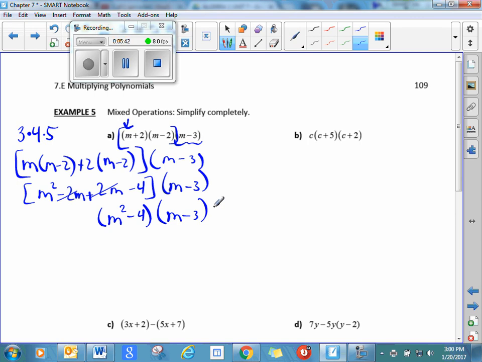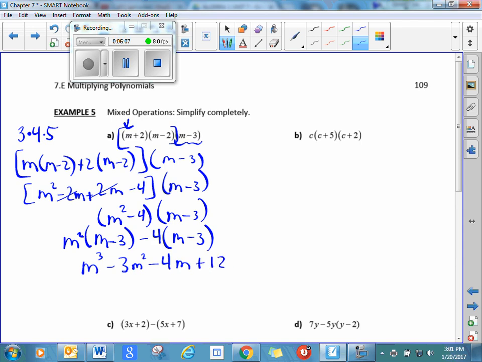And we've got to go through the whole distribution process again. So I'm going to take the m squared and multiply it times the other factor, which is m minus 3. And I'm going to take the minus 4 and multiply him times m minus 3. And I'm going to clean it up. So I get m cubed minus 3m squared minus 4m plus 12. And if we inspect our terms, we'll see we don't have any terms that are alike. So we are in standard order with the variable m, exponent of 3, 2, 1, and our constant. So this is our cleaned up answer.